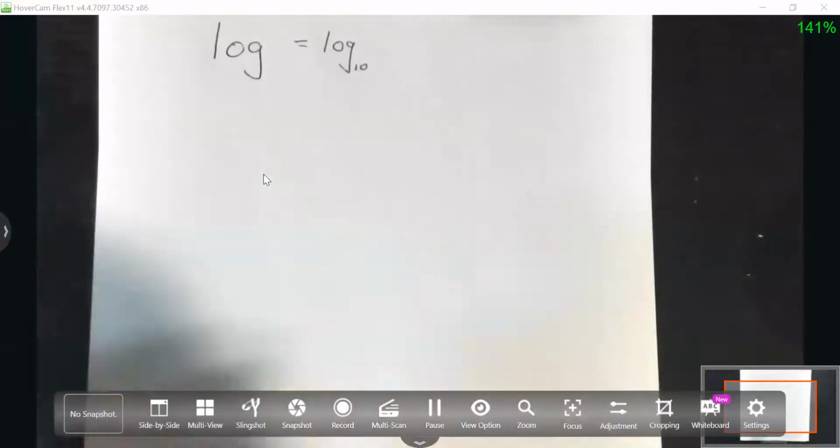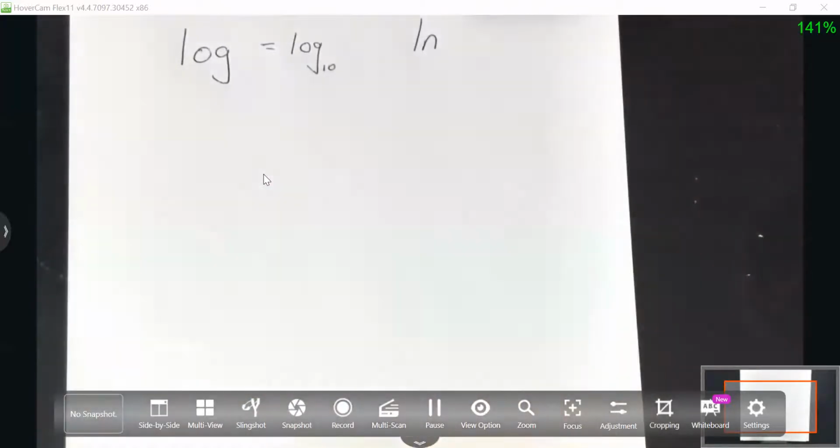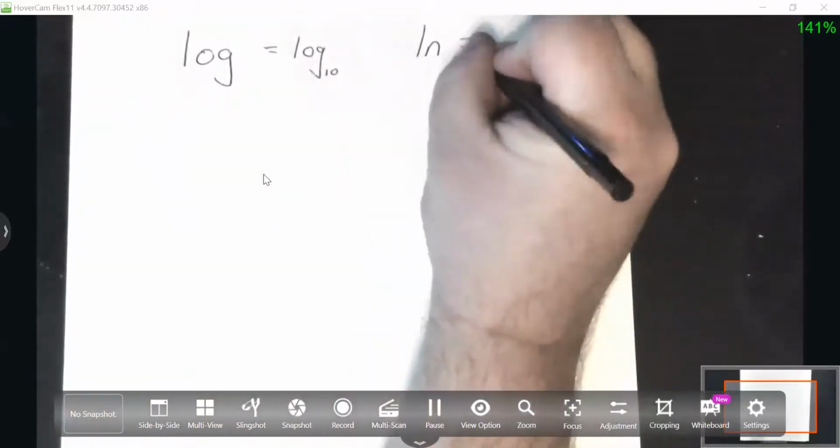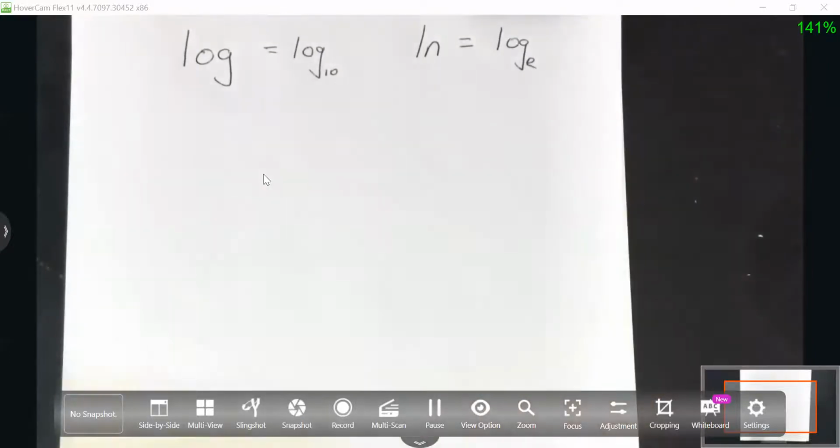The other one, and the one that honestly is more useful in my opinion, is ln, or natural logarithm. I think it's French, actually. Logarithm de naturale or something like that. And that is log base e.